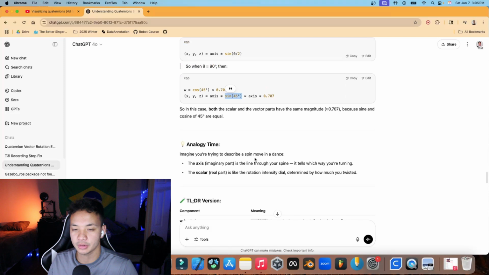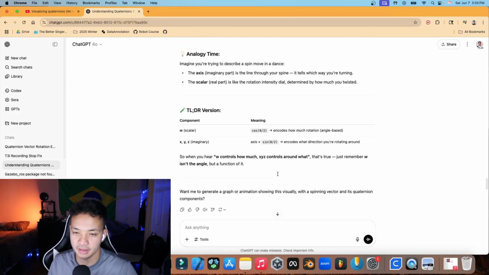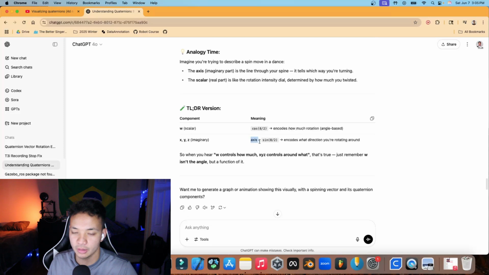Imagine you're trying to describe a spin move in a dance. The x-axis is the line through your spin. Scalar is like the rotation intensity dial, determining how much you've twisted. That's what I thought I was saying, but it's apparently not. Oh, this is axis. I've been reading this as a-axis, and this is just the axis. It encodes what direction you're rotating around.